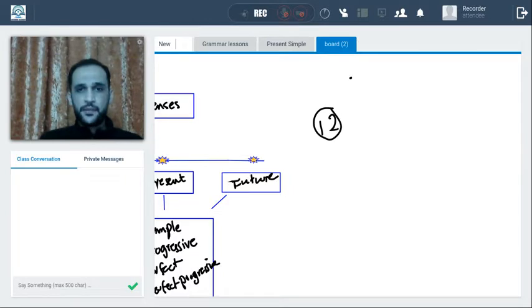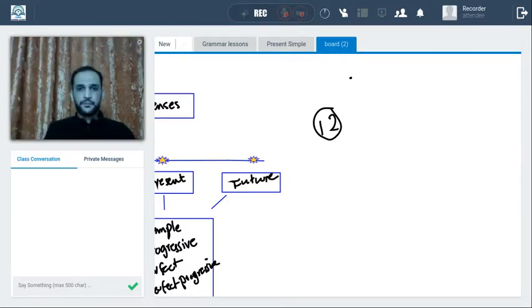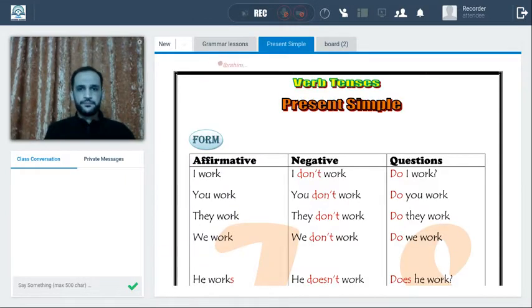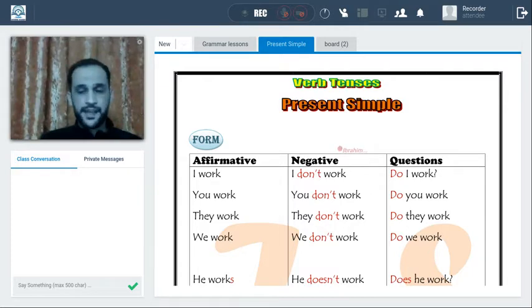Today, I'm going to talk about the present simple. And this is the first tense in the present tenses. Okay? I know that you have been learning the present simple for a long time now. But the most important for me today is the usages. But let's start with the form.